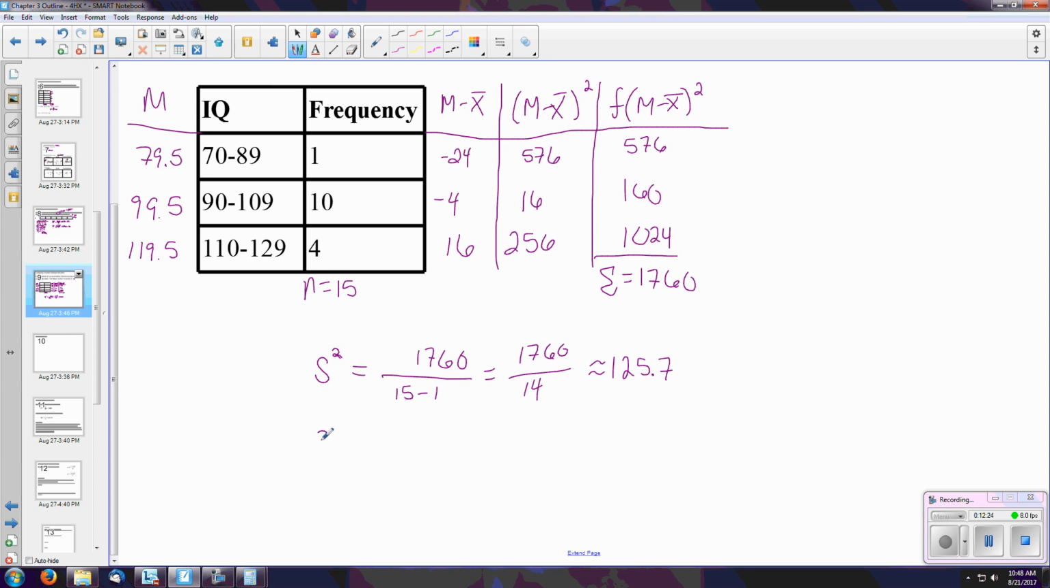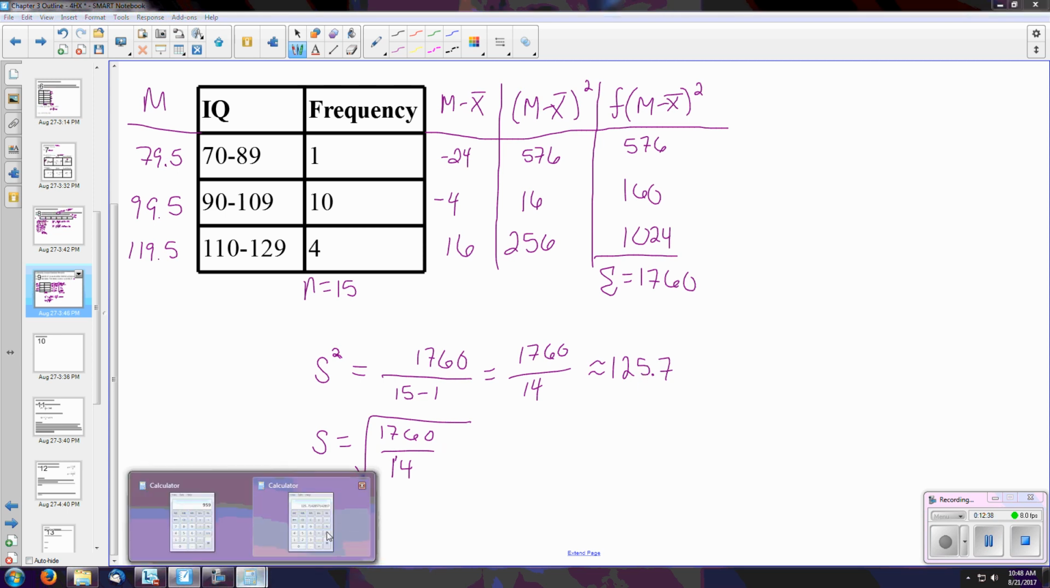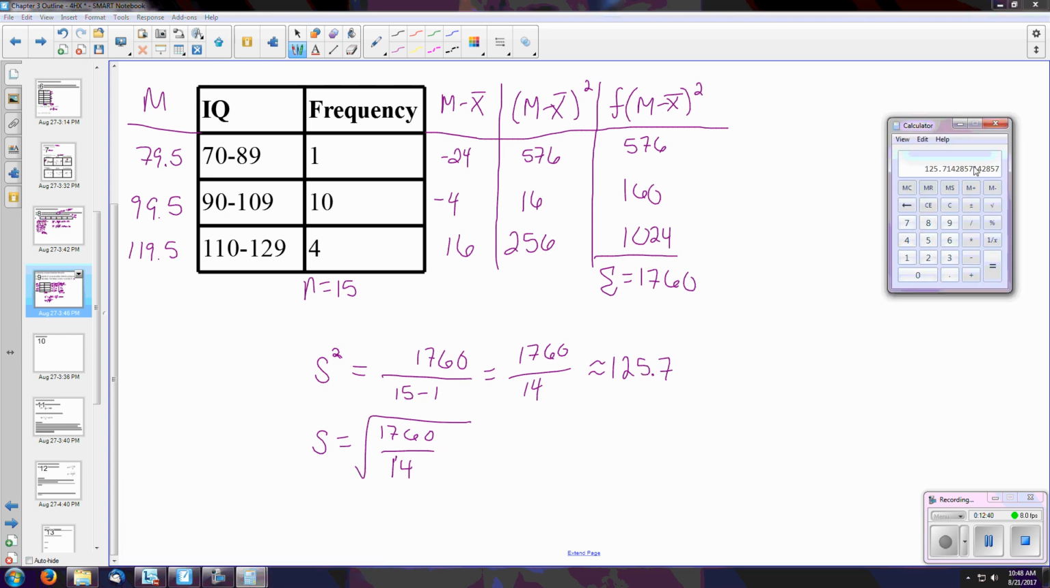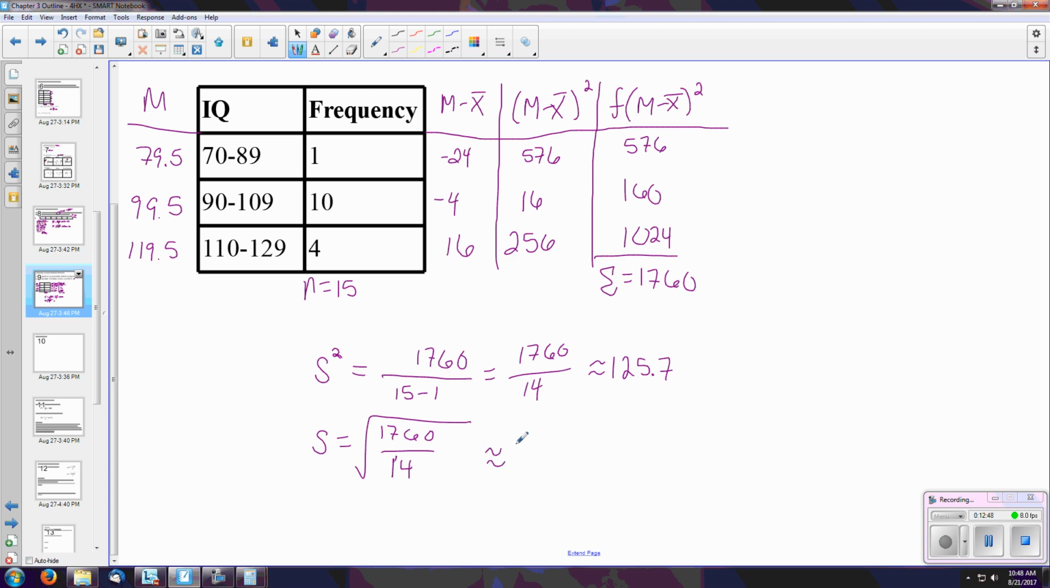Now our standard deviation is equal to the square root of this 1760 divided by 14. So again, as we talked about earlier, you have to be very careful. You cannot use this rounded number. Instead, take the square root of the entire thing. So that gives us 11.212, so just about 11.2.